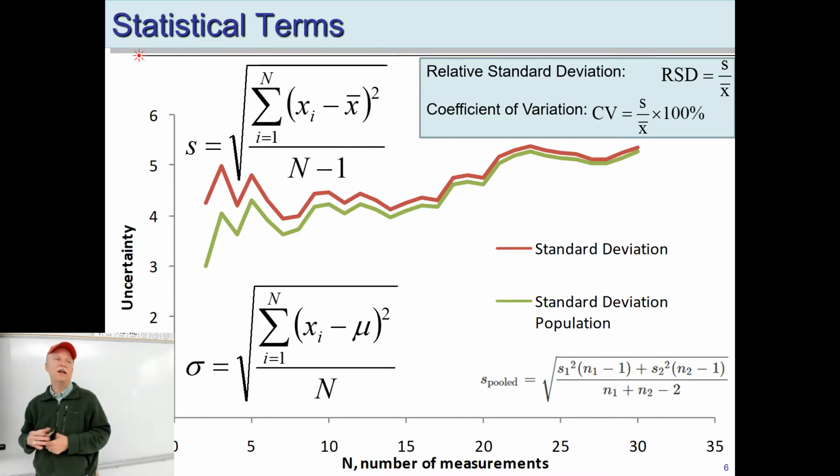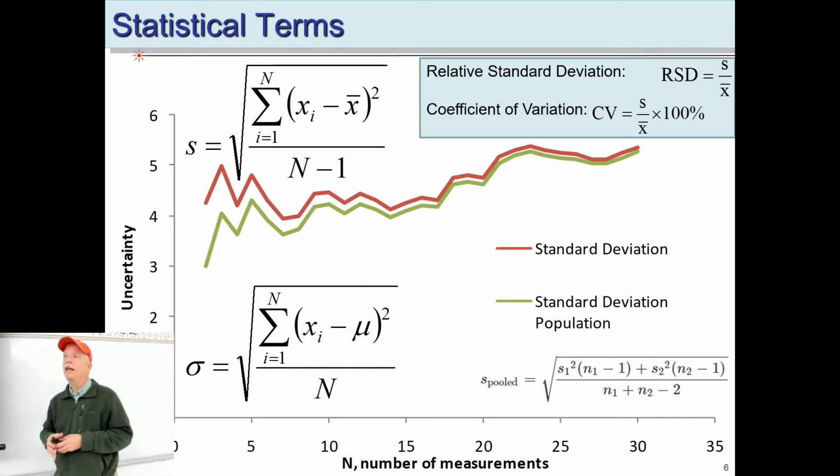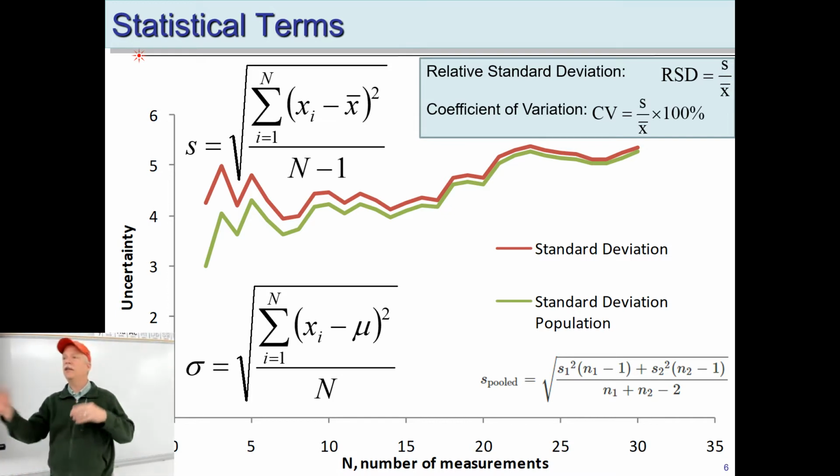The relative standard deviation is very useful. That RSD is the standard deviation over the mean. That must be part of you. Like you must have that so internalized that you can go from RSD to mean and standard deviation and back and forth. That is a skill that you shouldn't even have to think about.